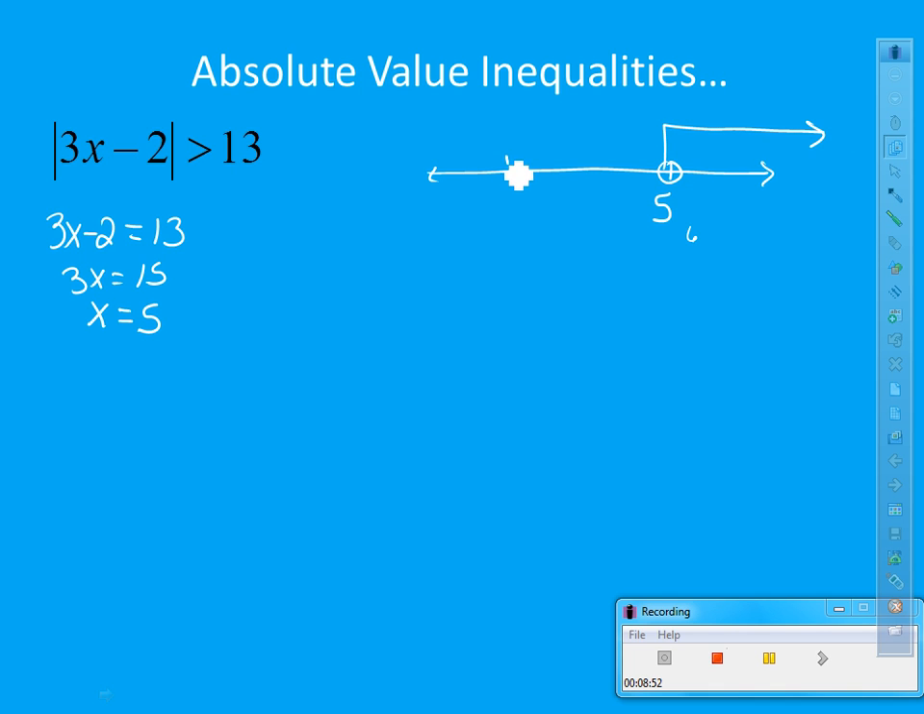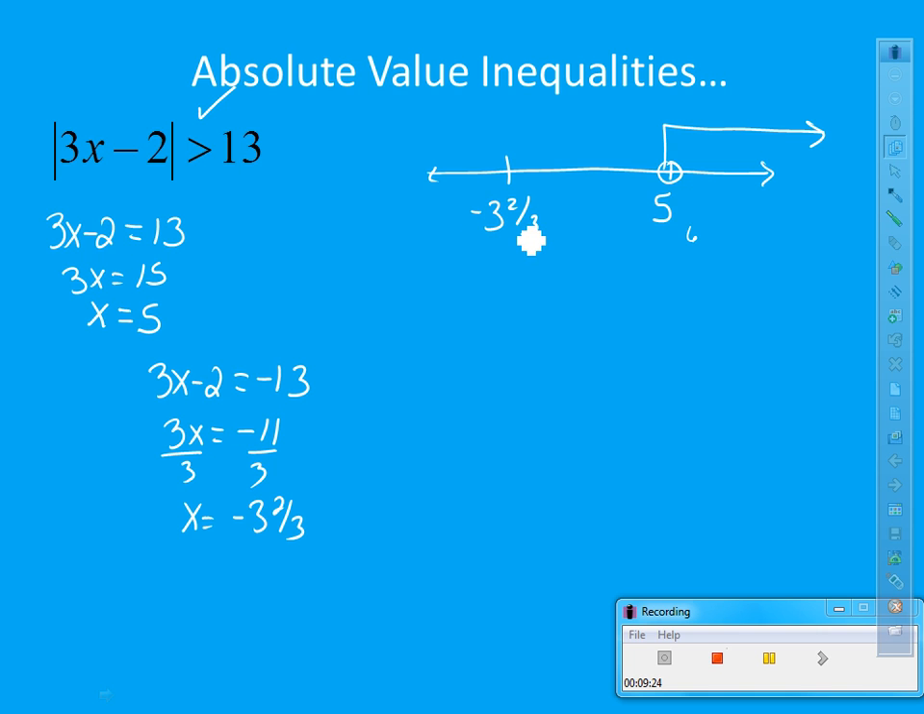To get my other answer, though, I'm going to go 3x minus 2 equals negative 13. Notice, guys, I'm not paying a lot of attention to that yet. Let me add 2 to both sides to get negative 11. Let me divide both sides by 3, and I'm going to get x is negative 3 2/3. No ugly decimals. Remember, I don't want any ugly decimals. So if you got 0.66666, backtrack and get me the nice answer. Now, here's negative 3 2/3.